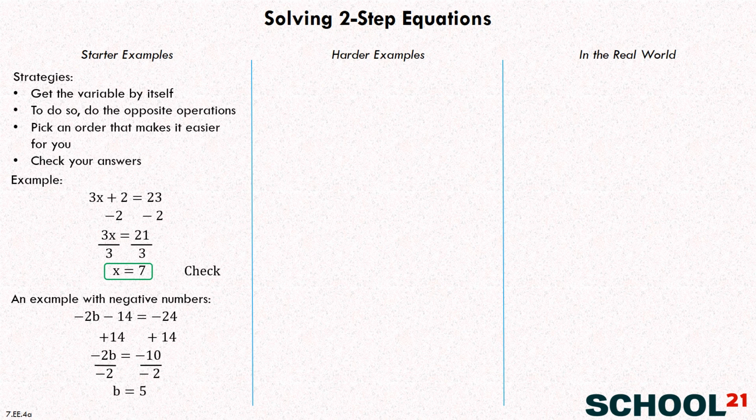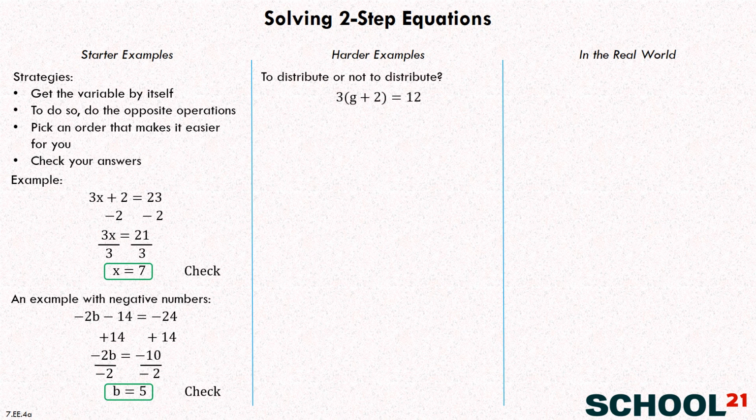So b equals 5. Let's go ahead and check the solution. If we put that in for b here in our original equation, we have -2 times 5 would be -10. Minus 14 would be, yep, -24. So we can be confident that we've gotten the correct answer. All right, let's do a couple of harder problems over here.